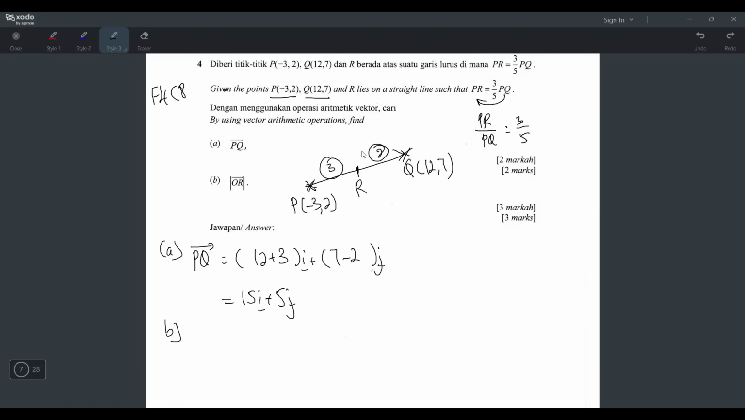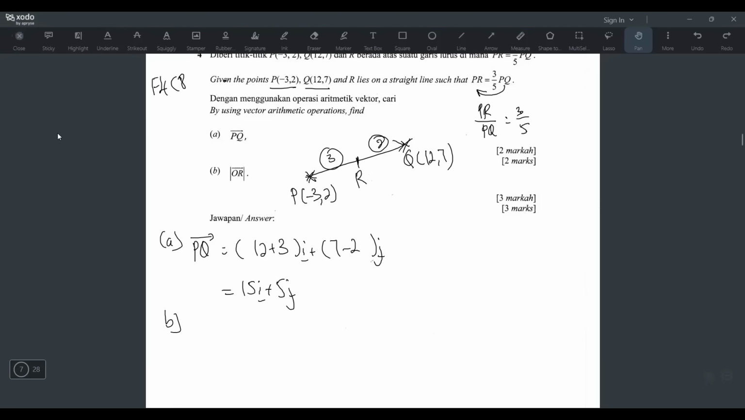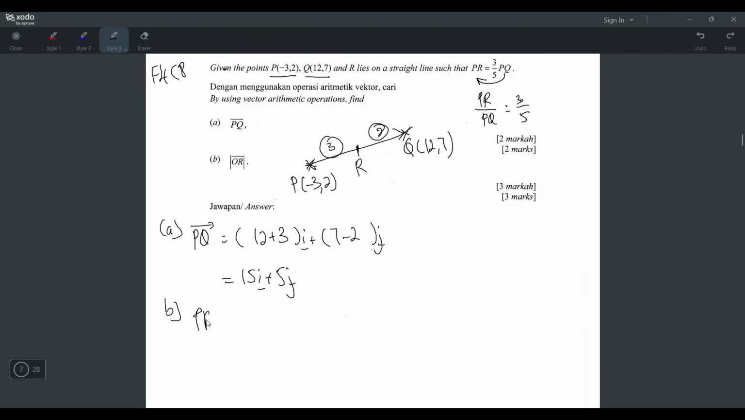Alright, I think I can do it like that. I can find the PR vector. Okay, let me think. PR is equal to PO plus OR, right? And since I'm trying to find OR, I'm just going to call this XI plus YJ, I don't know. And then PO, I can find it myself. PR, I can also find it myself.